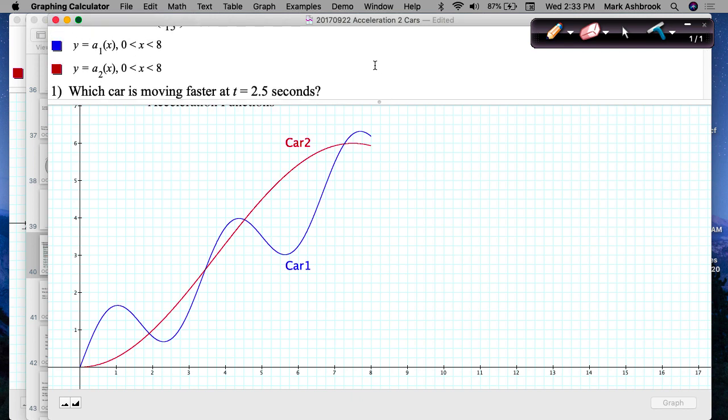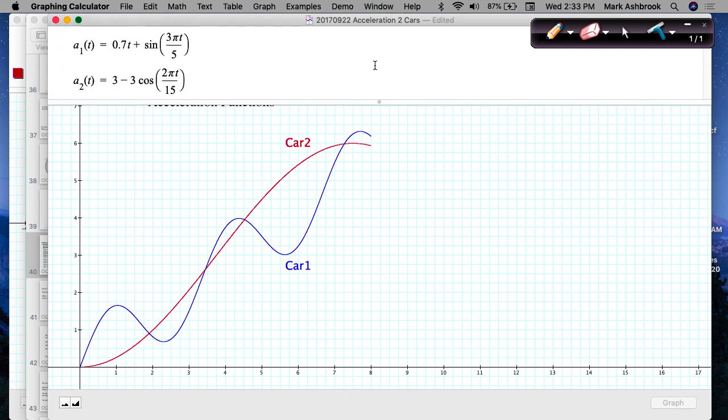So I've got 2 cars, and these are their acceleration functions. A1, car 1, is 0.7t plus sine of 3 pi t over 5. And car 2 is 3 minus 3 cosine of 2 pi t over 15. Are these functions expressed in open form or closed form? Closed form, right? These are closed form functions.